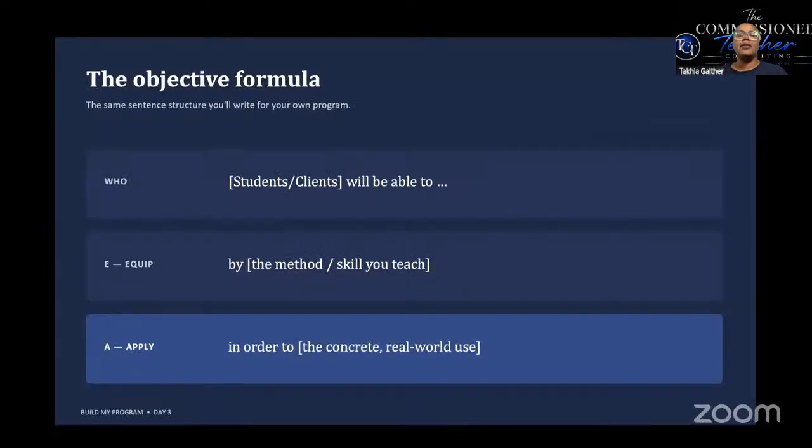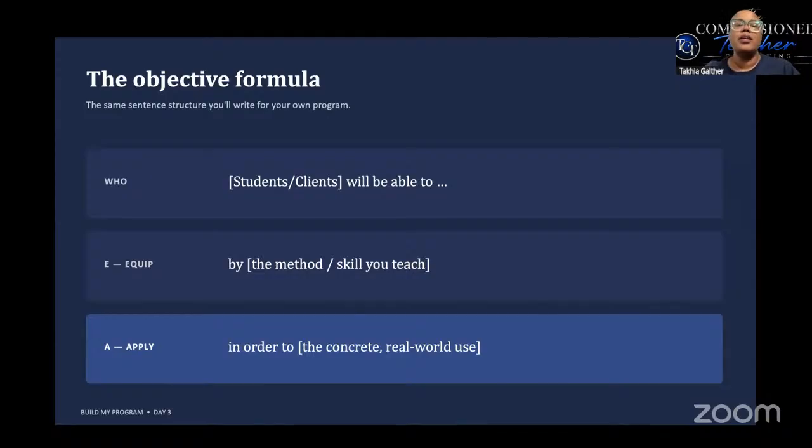In my day job, we write objectives all the time. The formula that I like to use for your objectives is: students, clients, etc., will be able to, and after that comes your transformation. So students, clients will be able to create an outline of their coaching program by using the Teach framework in order to create programs that have lasting transformation. Just a loose version off the top.